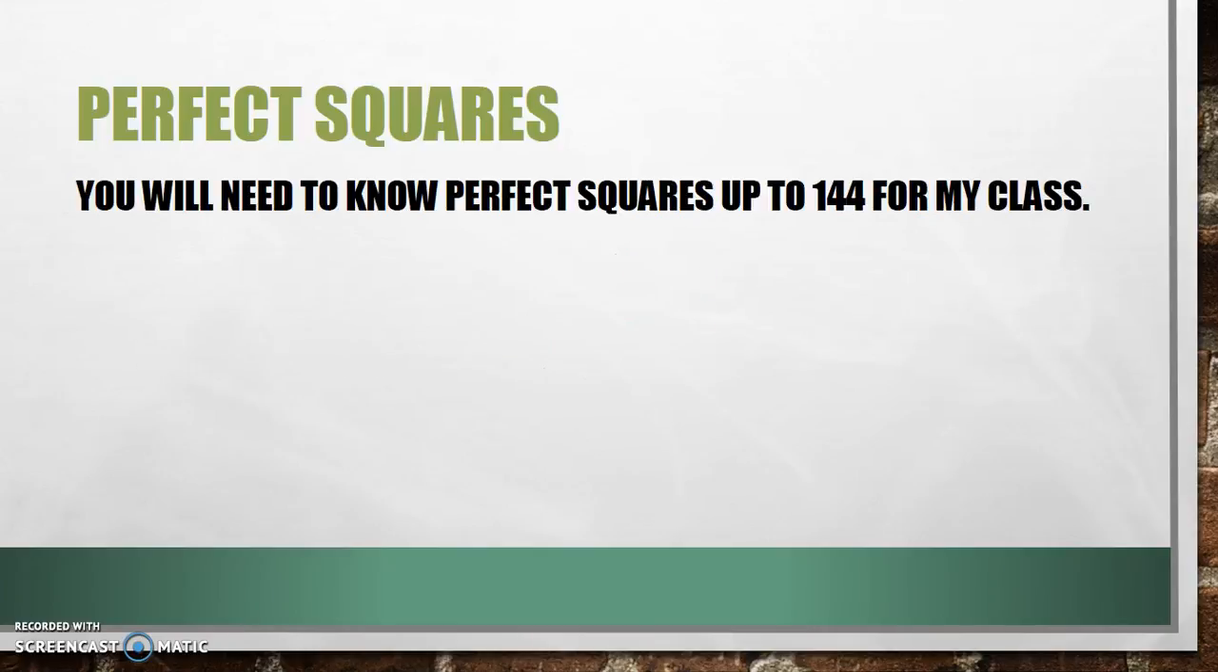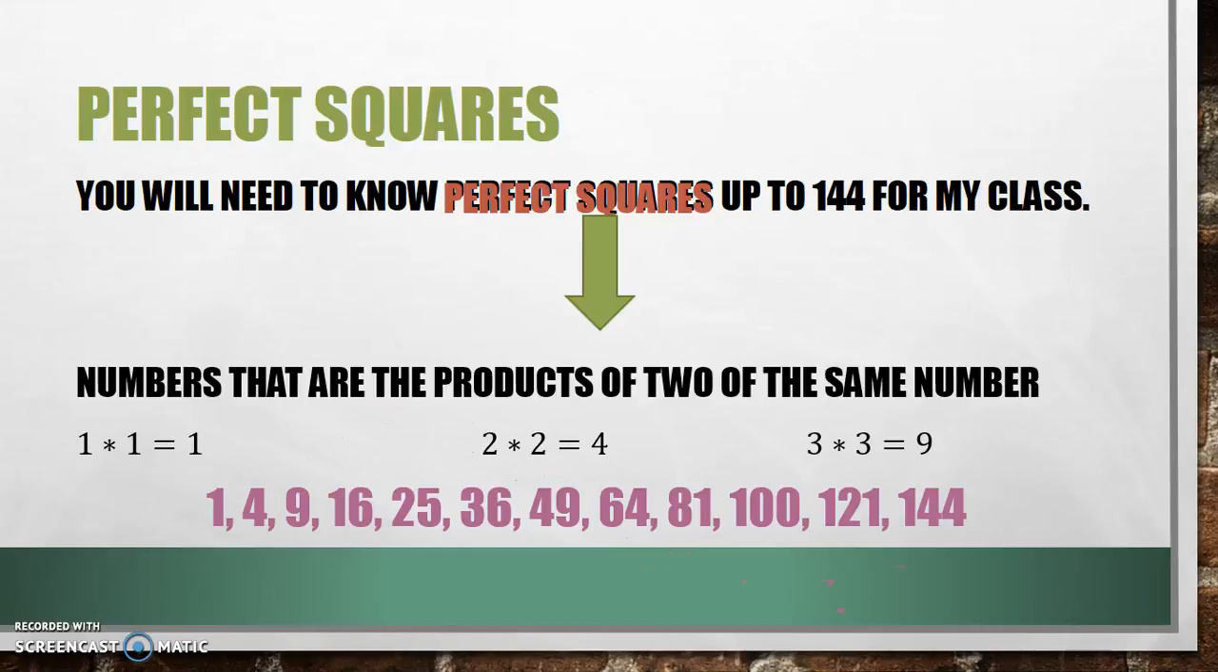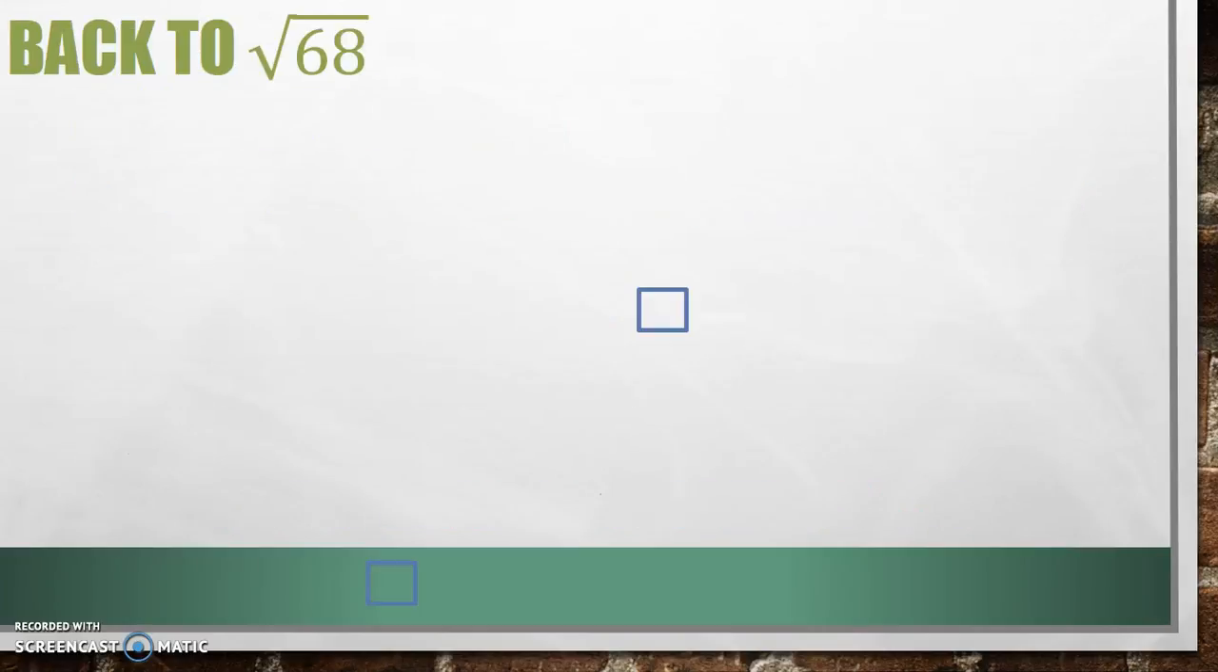So, for perfect squares, you'll need to know perfect squares up to 144 for my class. Perfect squares are numbers that are products of two of the same number. Like 1 times 1 is 1, 2 times 2 is 4, 3 times 3 is 9. So you need to know these: 1, 4, 9, 16, 25, 36, 49, 64, 81, 100, 121, and 144. These are the perfect squares up to 12 times 12.